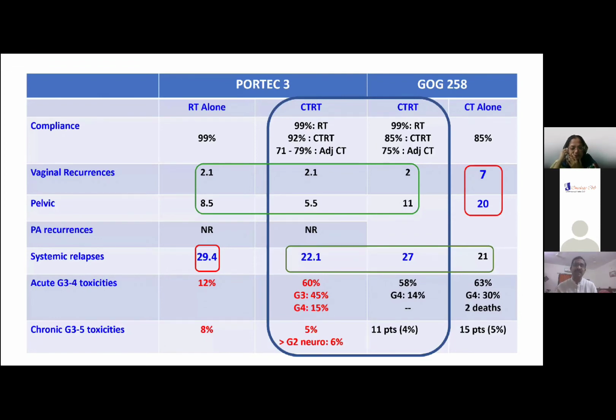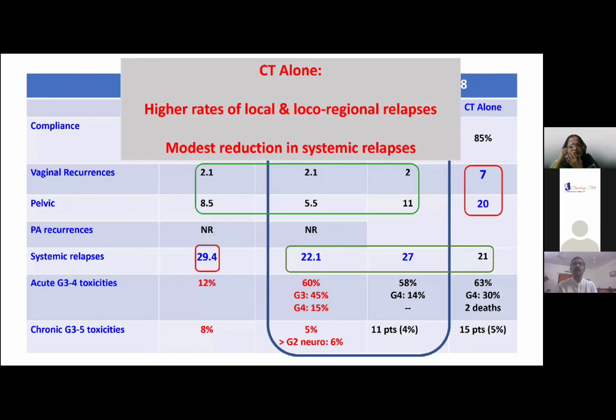And you can see here in this busy table that if we offer chemotherapy alone, the local as well as loco-regional relapses are higher as compared to patients receiving either radiation alone or concomitant chemoradiation. However, if you see the systemic relapse row, the systemic relapses are moderately less if you give chemotherapy alone as compared to concomitant chemoradiation.